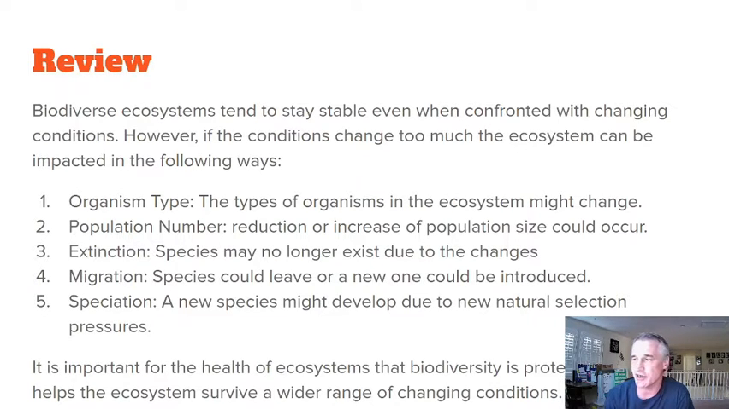You could have migration, either immigration or emigration, different organisms coming in or the organisms in that ecosystem leaving. And you could have speciation, right? A new species because of new selective pressures, natural selection pressures that might be on it because of this change in the ecosystem could cause species to actually evolve. So it's important for the health of an ecosystem that biodiversity is protected because it helps the ecosystem survive a wider range of changing conditions.